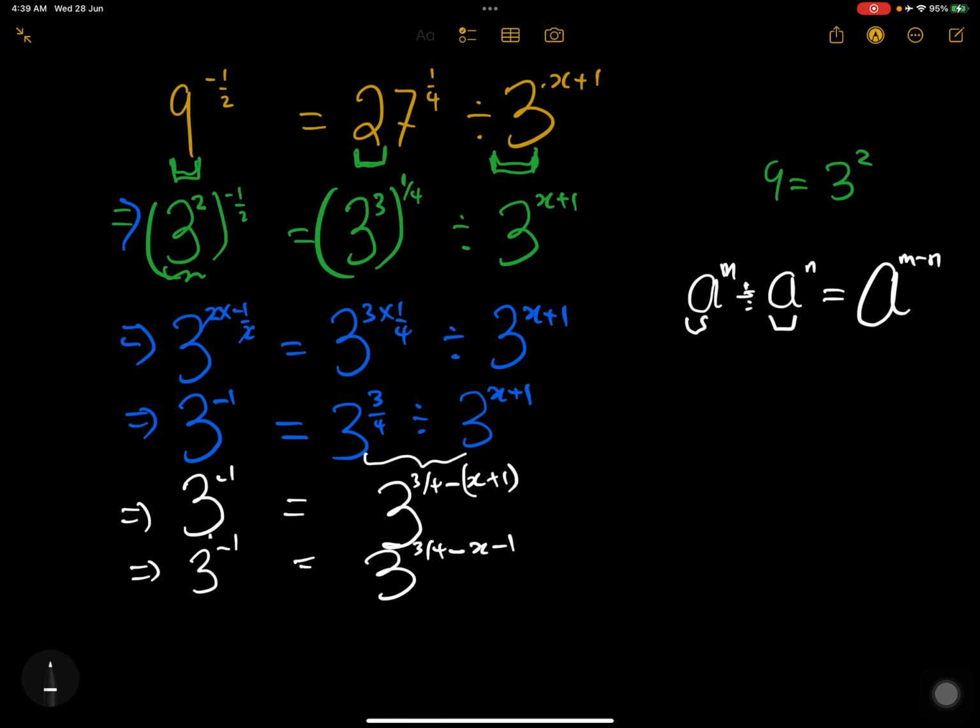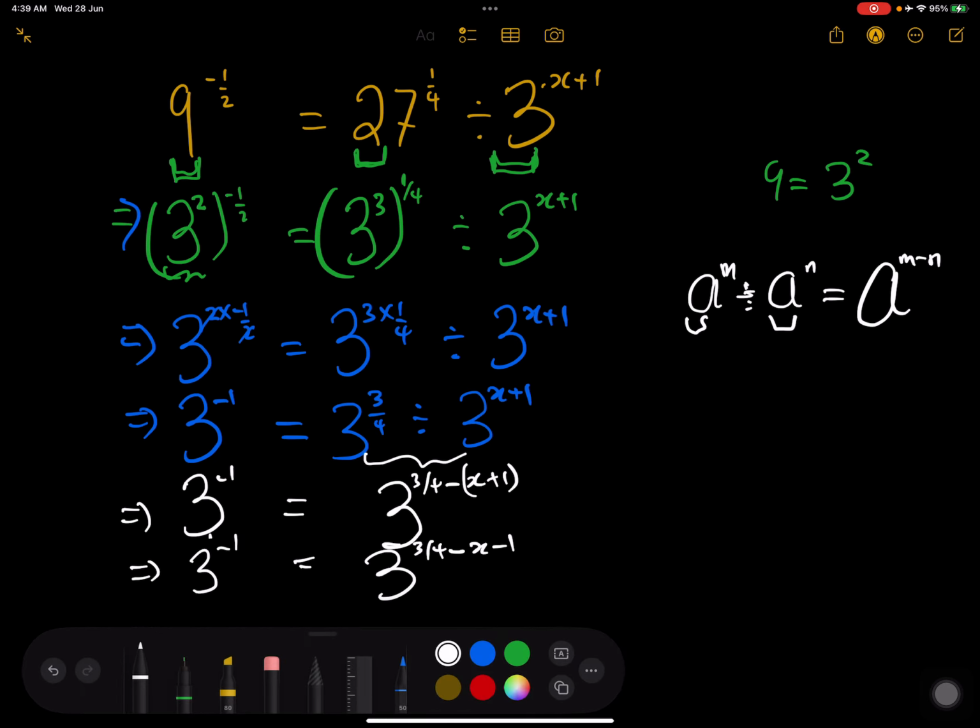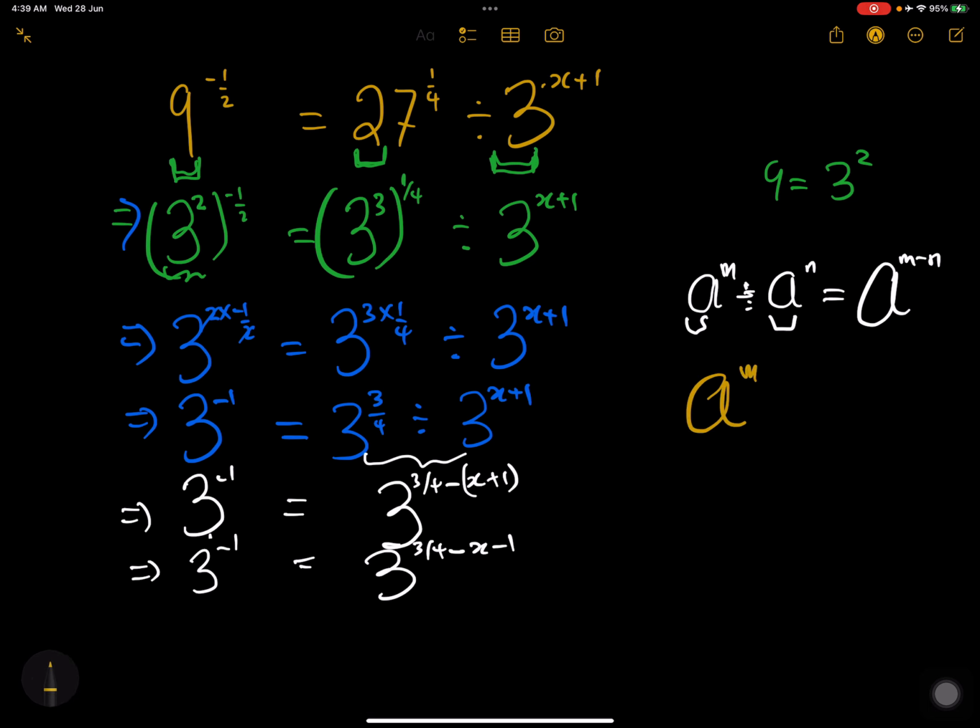Now remember this rule. We said that if you have a to the power m and there's an equal to sign separating the same base and a different exponent, then the exponents are the same. The same thing is happening here. This 3 is the same as this 3. It means the exponents should also be the same. So we're going to have negative 1 is equal to 3/4 minus x minus 1. Minus x, and then we are looking for x.